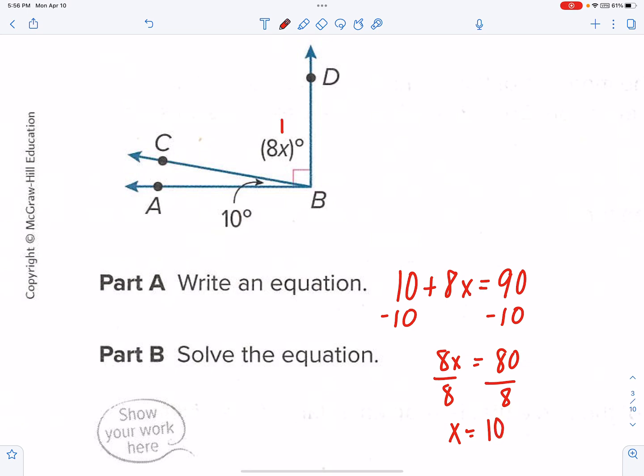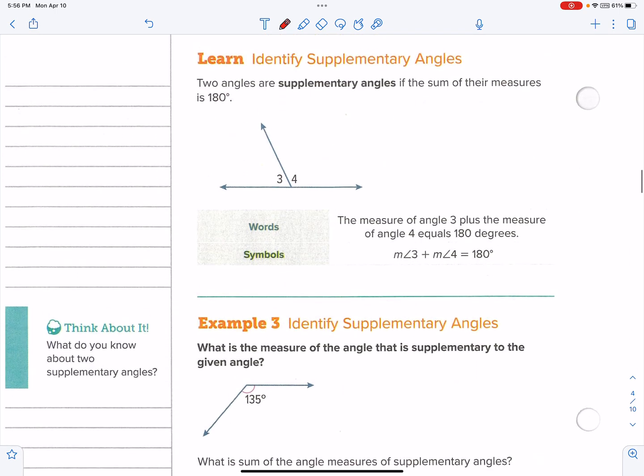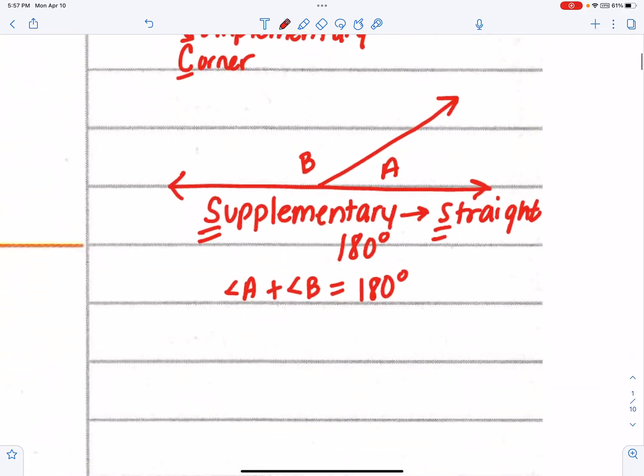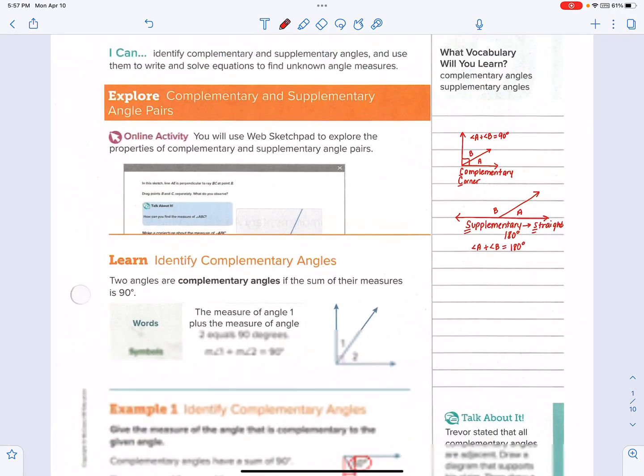Now you have to substitute for x, and we know that this section is 80 degrees. Obviously that's something you could have figured out just by doing 90 minus 10, but this is our work to complete that problem. All right, now let's move on to understanding supplementary angles. Again, if I scroll up, complementary are corners, supplementary are two adjacent angles that make a straight angle, or 180 degrees.